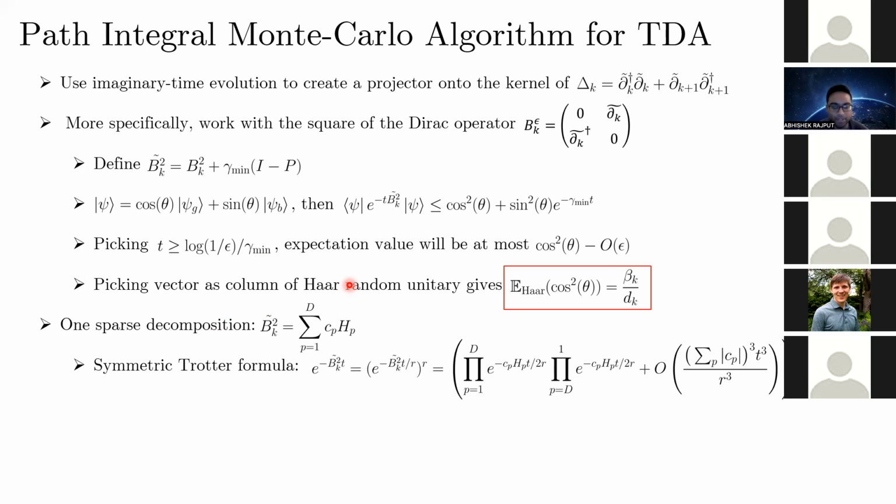And then what you can do is we can basically just Trotterize. You Trotterize this, and we use a symmetric Trotter formula. So you have 2 times R times D terms in the symmetric Trotter formula. And then this is the error scaling.